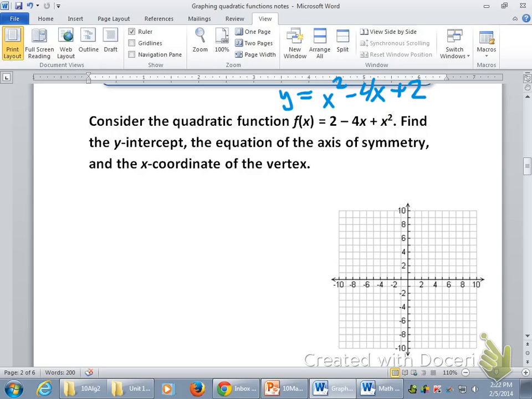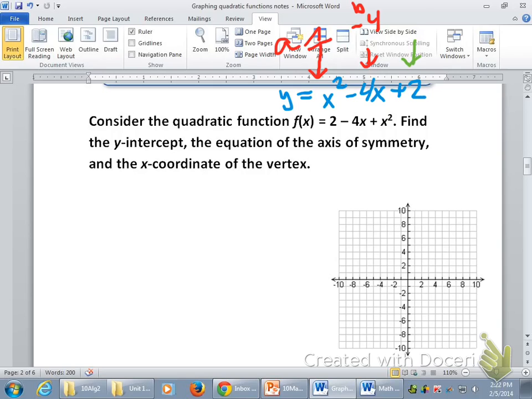Now, identify the a, the b, and the c. Okay, somebody said something about the x squared. It is the a, but it's actually not the x squared. It's the number in front of the x squared, which is 1. And what number is the b? All right, -4. And then this is b. And now what's the c? 2. The c is a 2, all right?